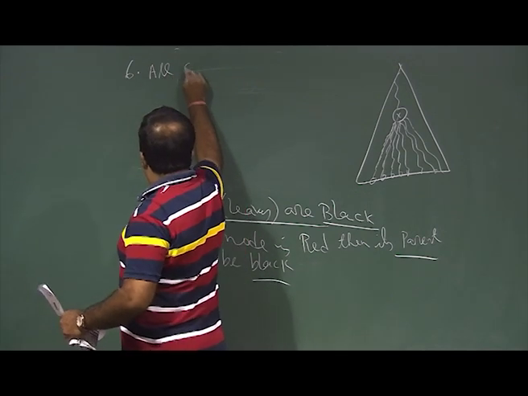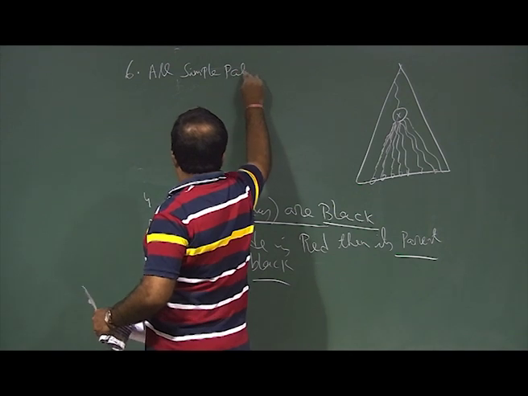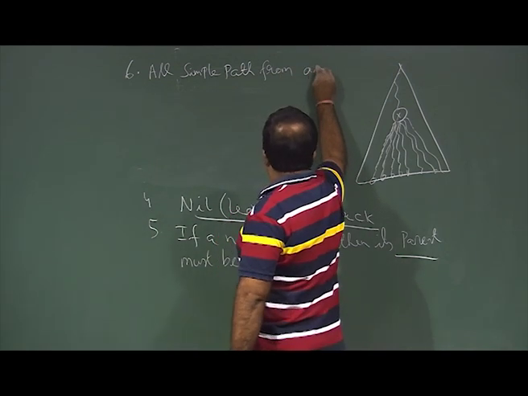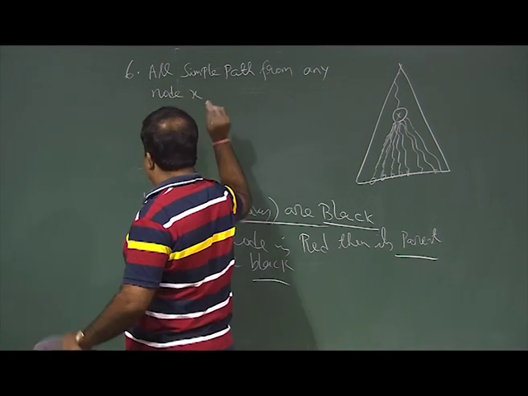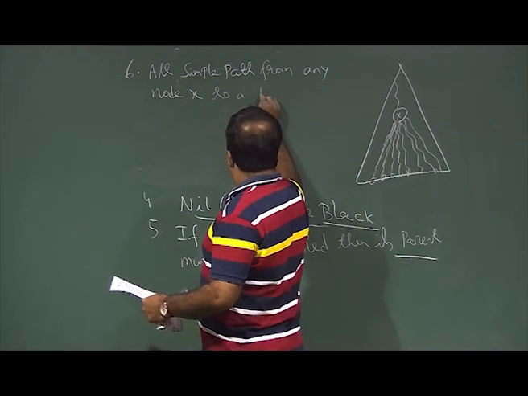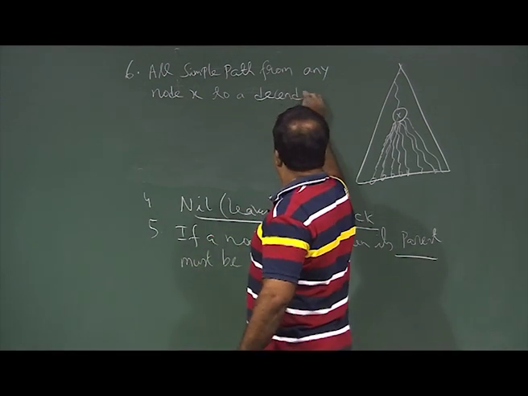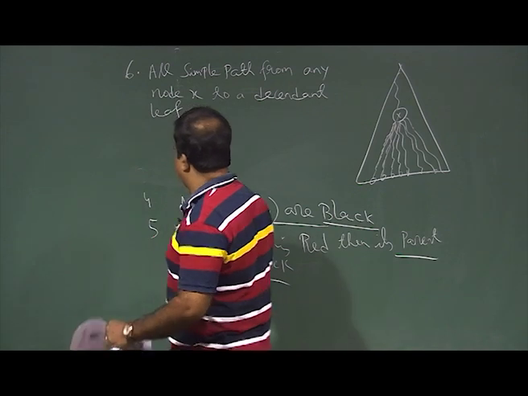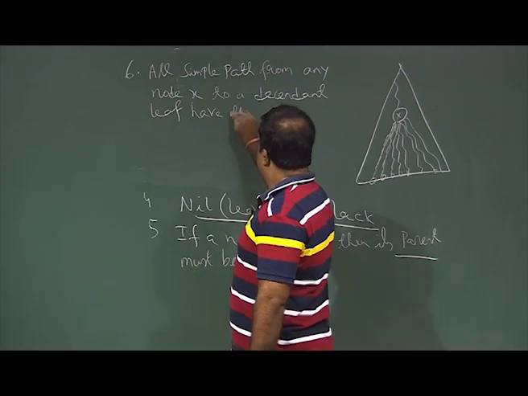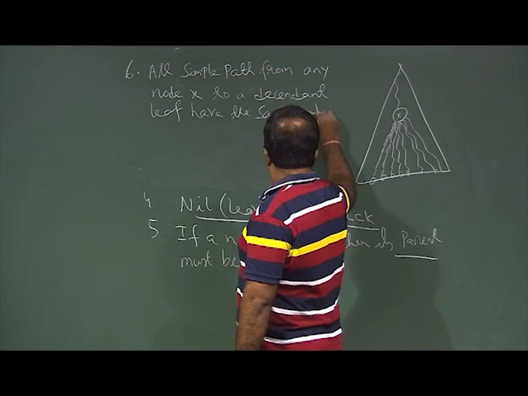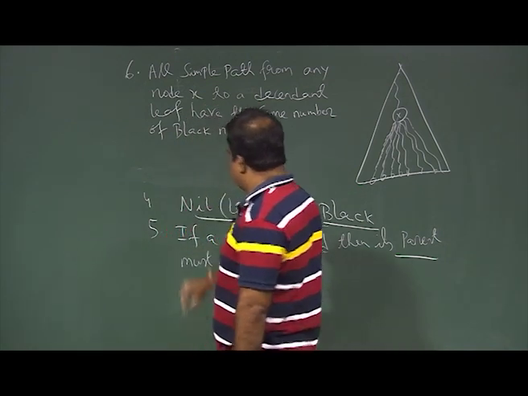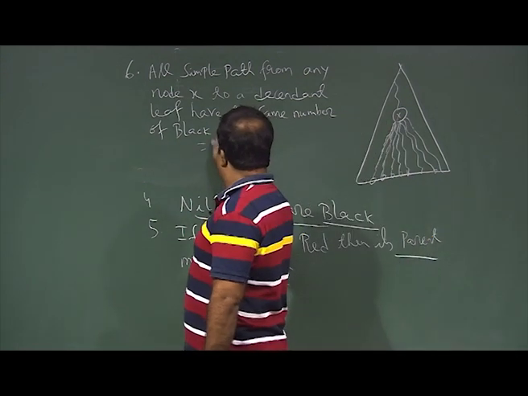All simple paths from any node x to a descendant leaf have the same number of black nodes, and that number is referred to as the black height of x.